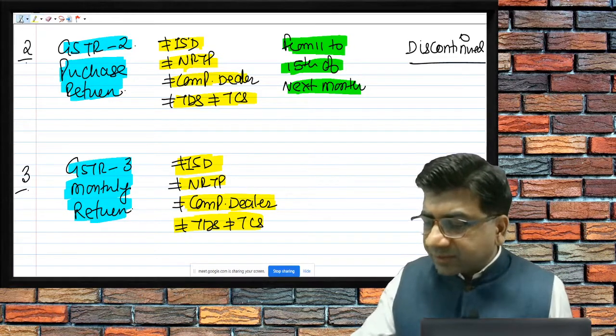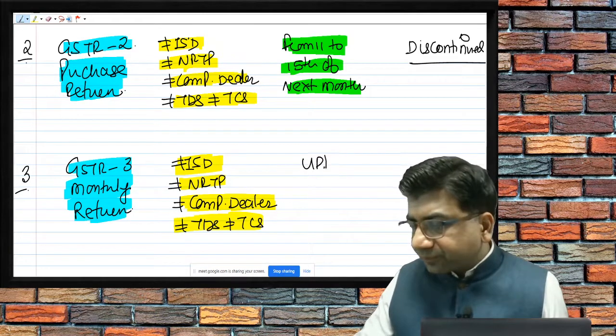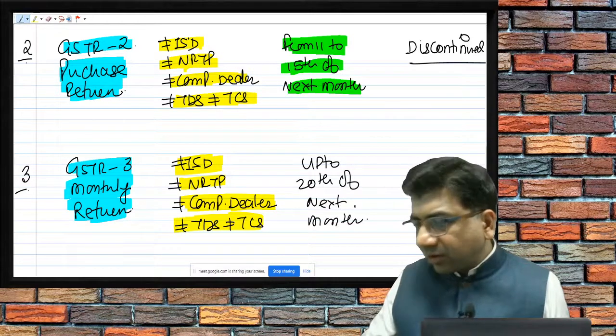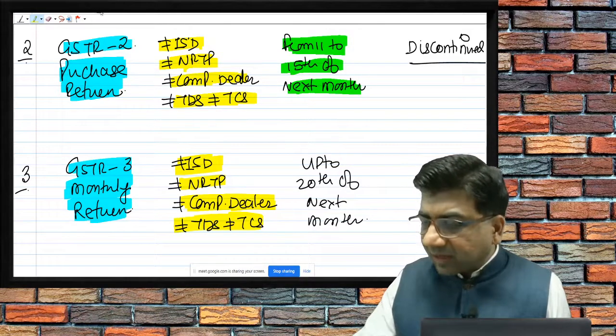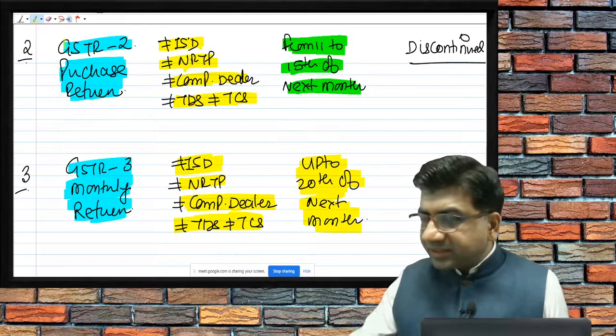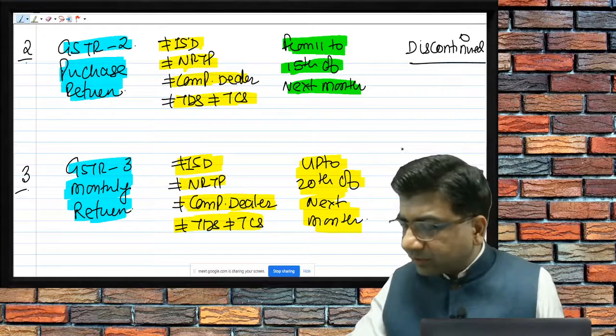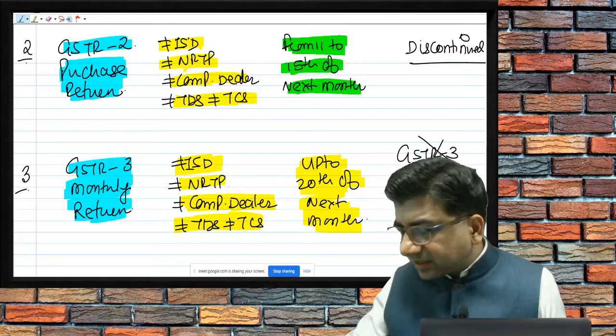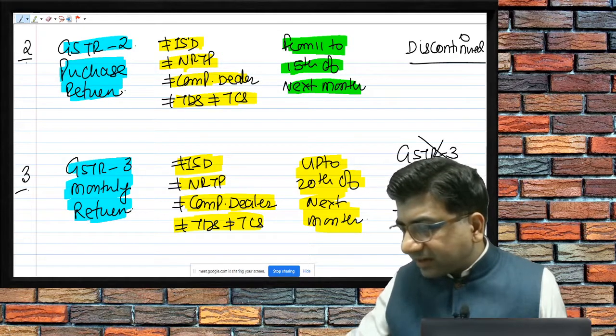Now, what is the expected date? Up to 20th of next month. Now this monthly return, GSTR 3, has been discontinued. Instead, GSTR 3B is filed.